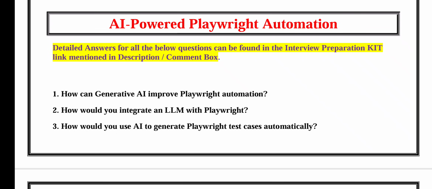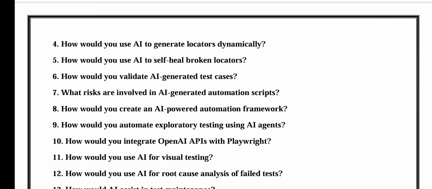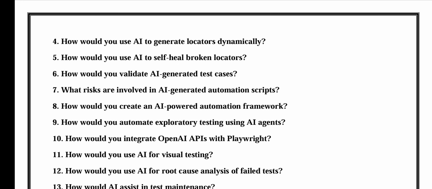Okay, so here, how can Gen AI improve Playwright automation? How would you integrate an LLM with Playwright? How would you use AI to generate Playwright test cases automatically? How would you use AI to generate locators dynamically? How would you use AI to self-heal broken locators?